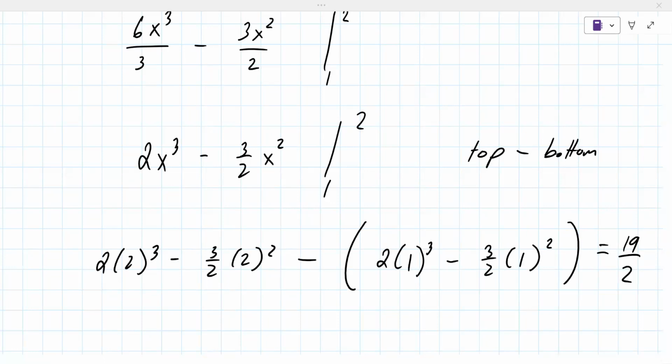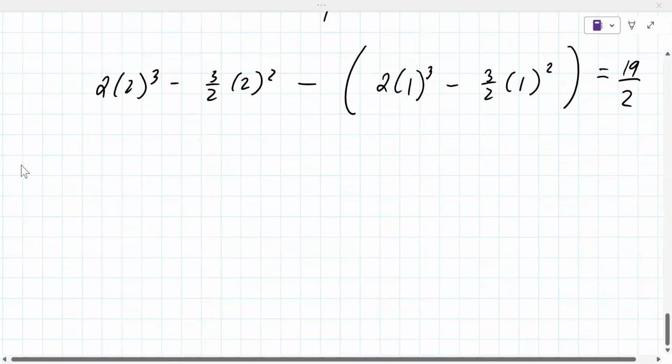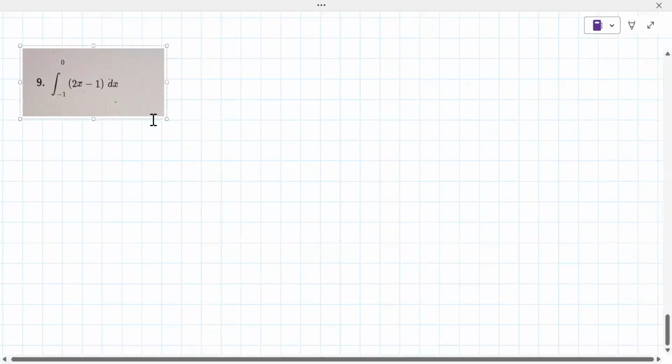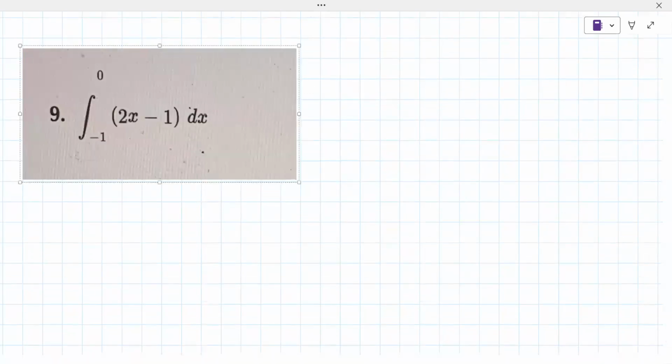I can show you how to do it fully on the calculator, but you do want to be able to show it by hand. So let's go back to 9 here and give that a try on your own. And of course, if you have questions, please ask. I'm gonna go ahead and work it out on my side.